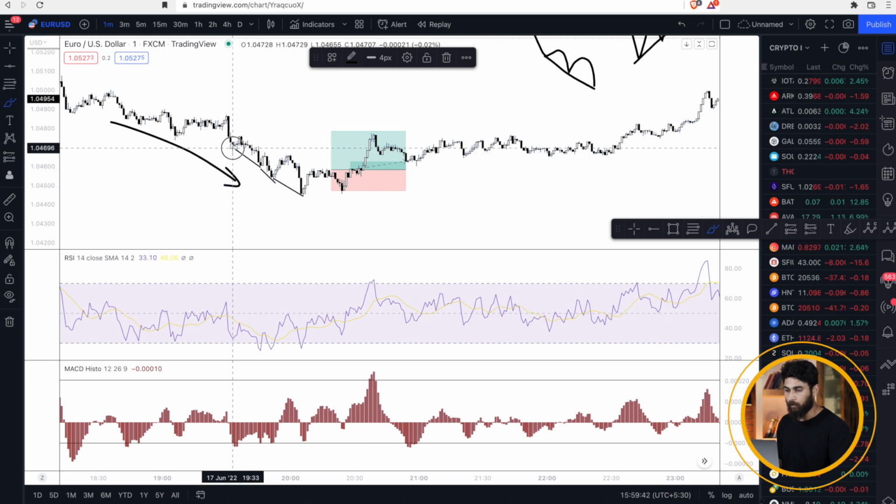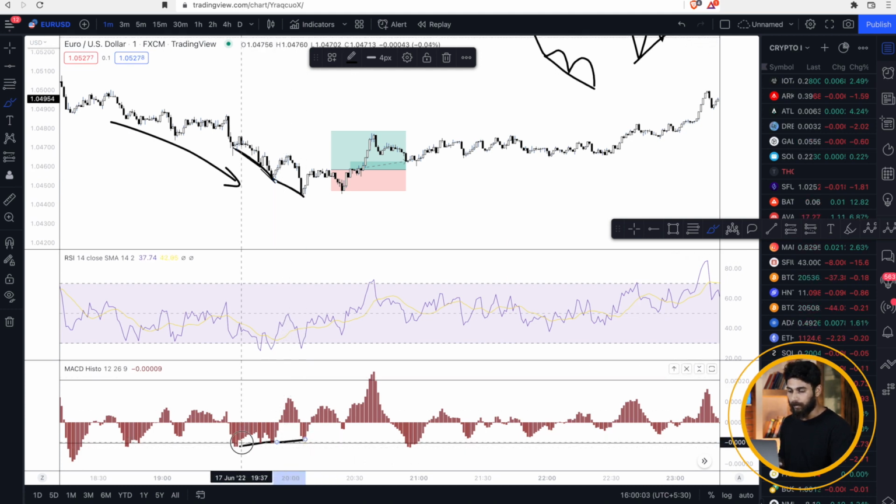So if we mark this lower low, this was the first low and the second low. Then check on the histogram if it is doing the opposite of it. That is creating a higher low. So if we compare this, it is creating a higher low. Then again a lower low, right? Then again a higher low.